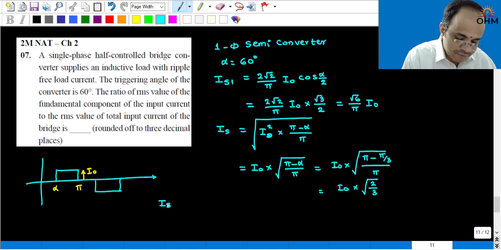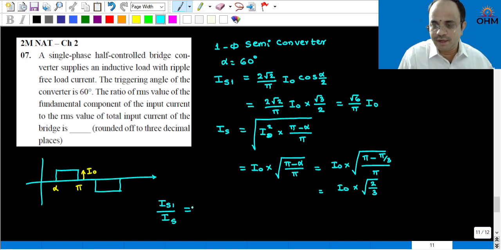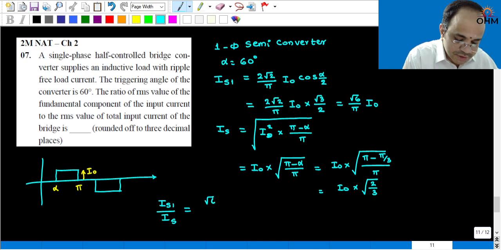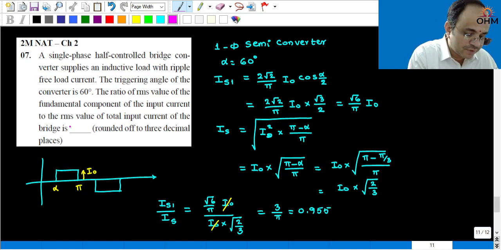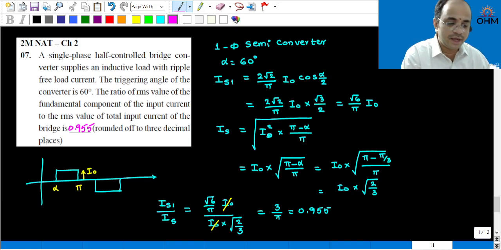Now as per the requirement, let us take the ratio of the RMS value of the fundamental input current, that is IS1, divided by IS. It will give you root 6 by pi into I naught divided by I naught multiplied with root of 2 by 3. So here I naught will cancel. Then you will be remaining with 3 by pi whose numerical value is 0.955. So for this question the answer will be 0.955.